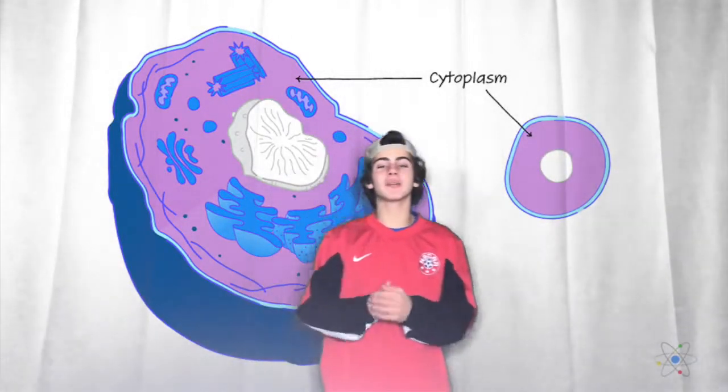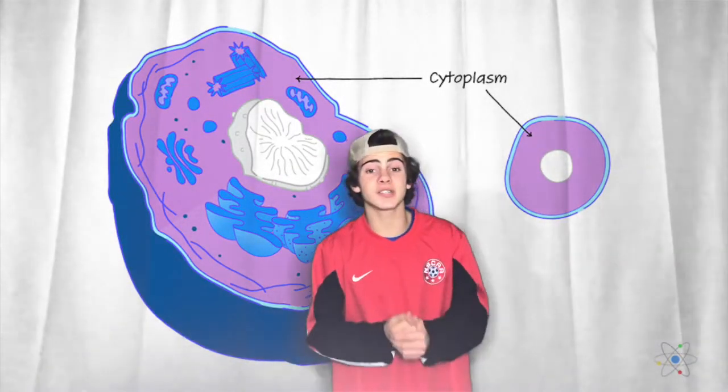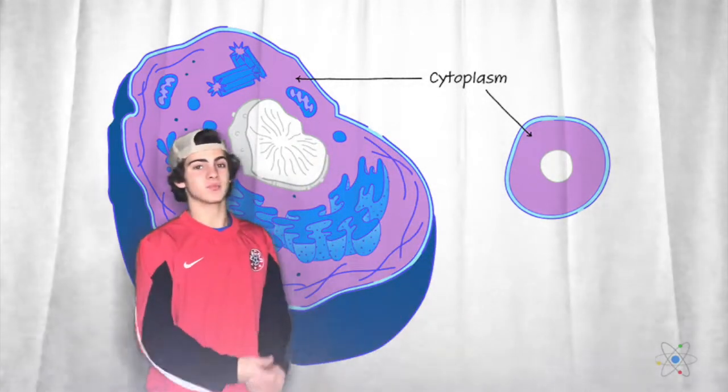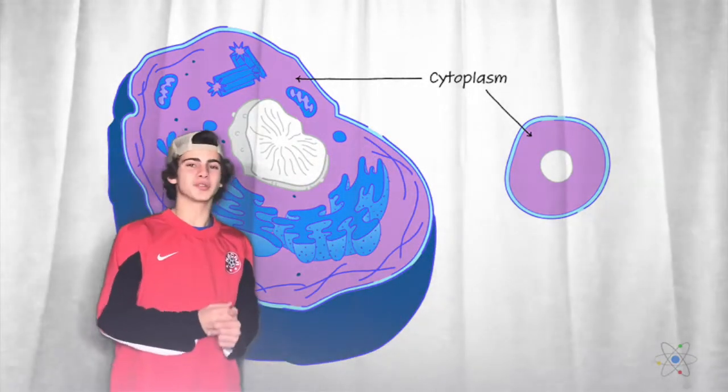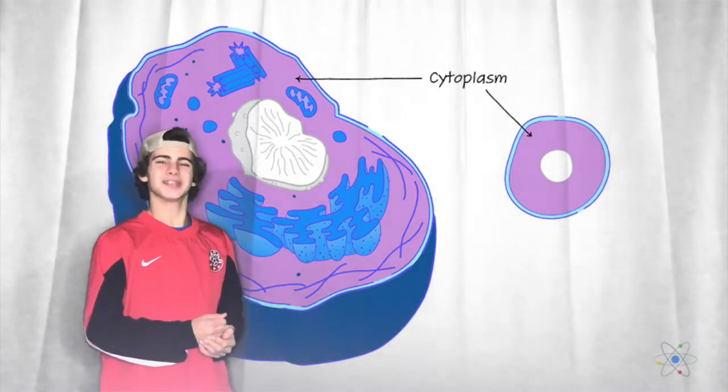Alright, the first step is glycolysis. Glycolysis is the process that occurs in the cytoplasm. You can see the cytoplasm right here in a normal cell. That's pretty cool, isn't it?